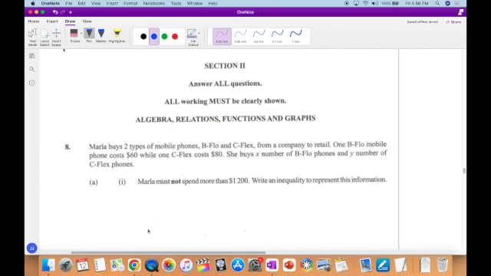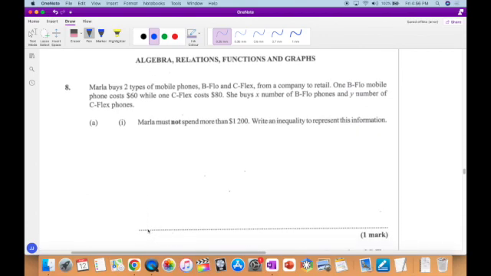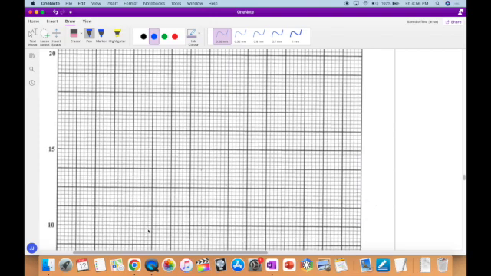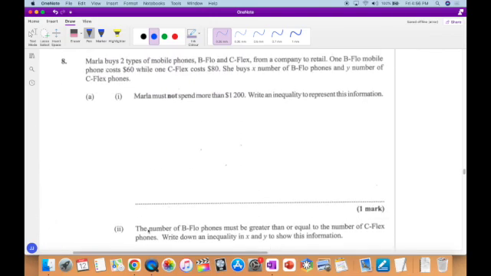Section 2. We're talking about functions, relations, and graphs here, and it's inequalities. Maria buys 2 types of mobile phones, B-Flow and C-Flex. Oh my goodness. From a company to retail.